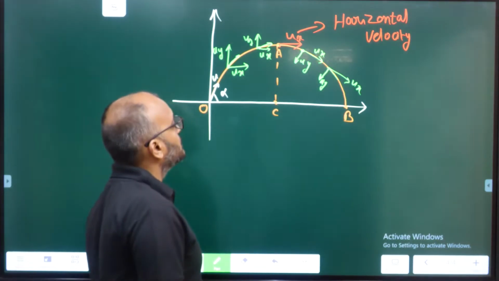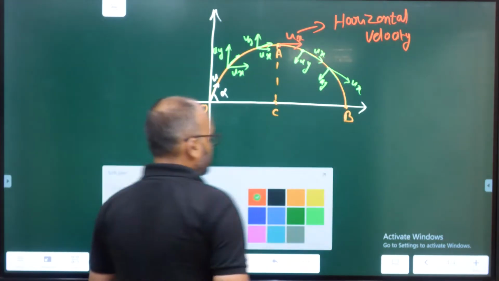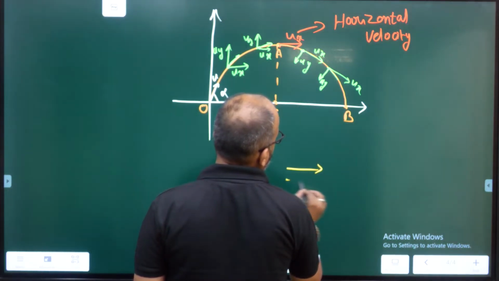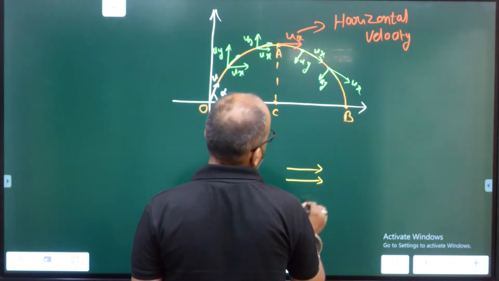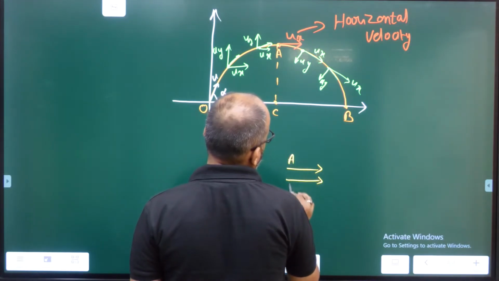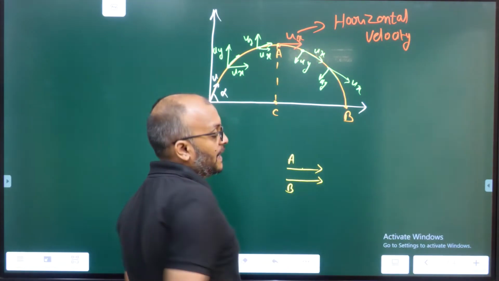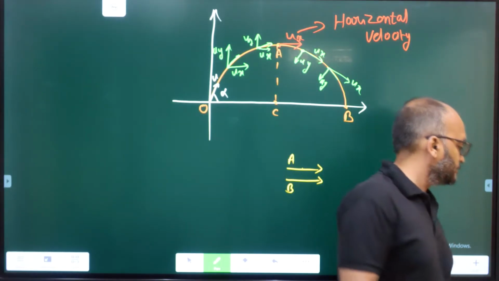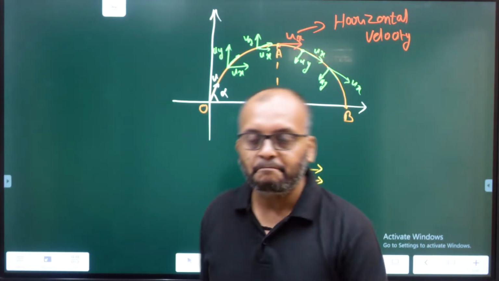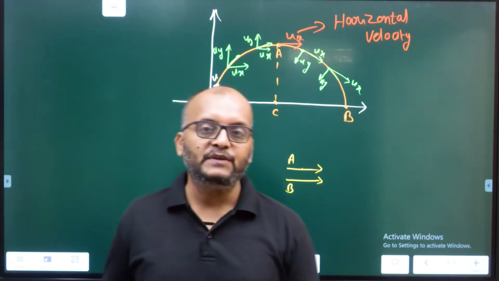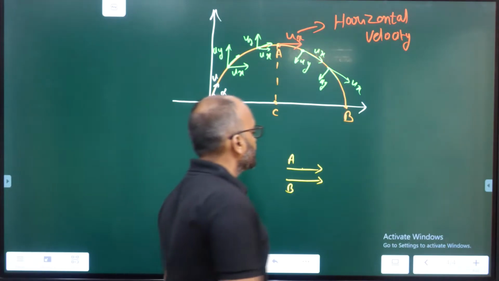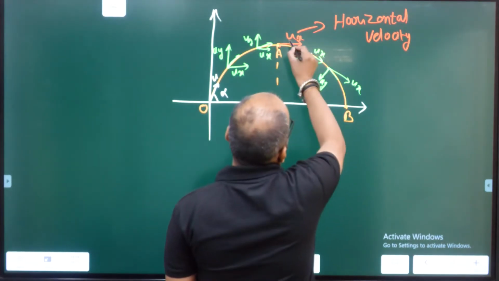Pujita, tell me, if two lines are parallel, I am calling them A and B, then what will be the angle between the two lines? If two lines are parallel, what will be the angle between them? 0. Very good. Okay.